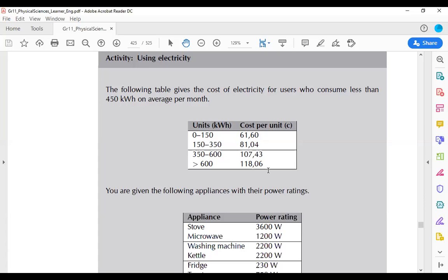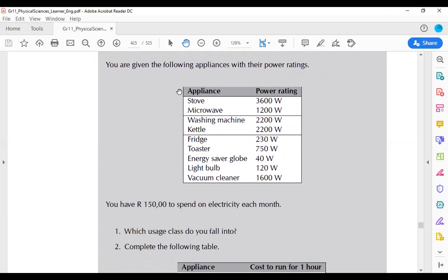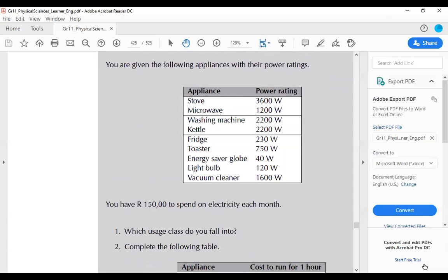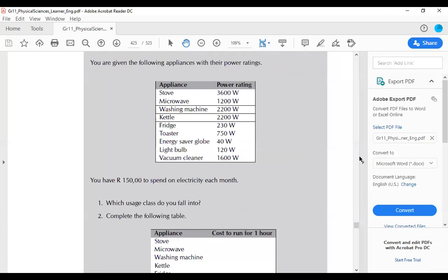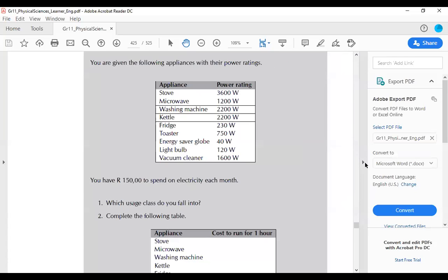Okay. So you are given the following appliances and their power rating. You have 150 rand to spend on electricity each month. Which class do you fall into? So basically, when you complete this table, I just brought this table to give you guys a spark on how these tariffs and kilowatt ratings work. Okay.